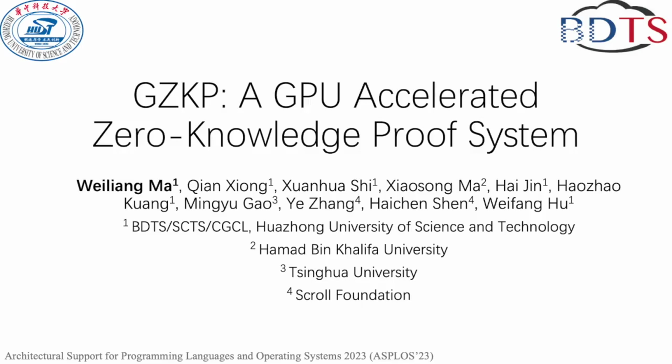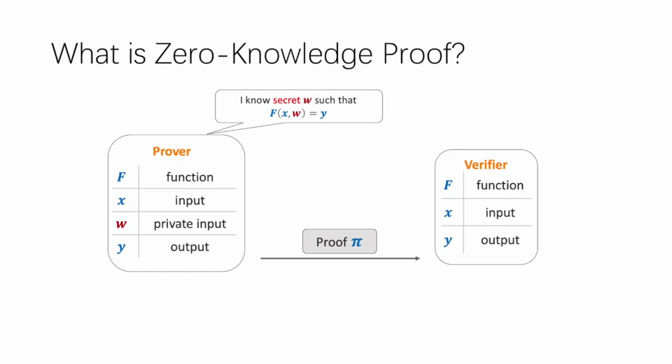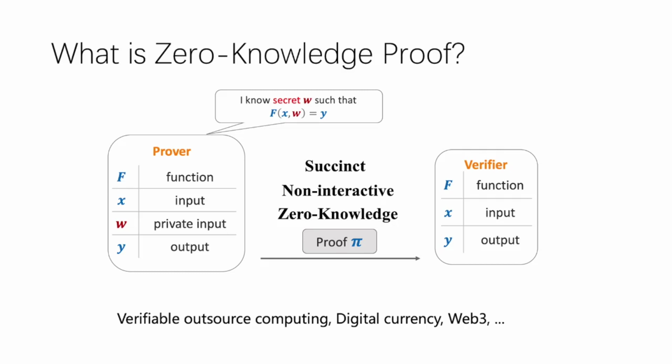Hi, my name is Weiliang Ma, and I will be talking about the work that we did at Huazhong University of Science and Technology about a GPU-accelerated zero-knowledge proof system. Zero-knowledge proof is a cryptographic protocol that allows one party to prove the correctness of a statement to another party without revealing any information beyond the correctness of the statement itself. It can be adopted in a variety of privacy-preserving applications.